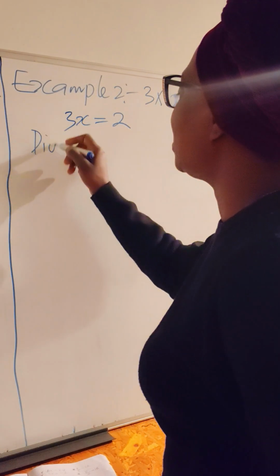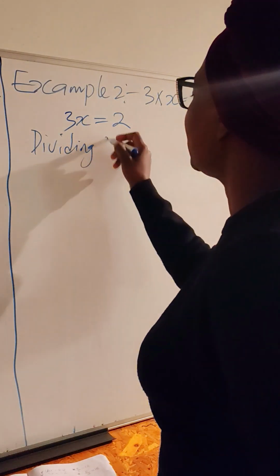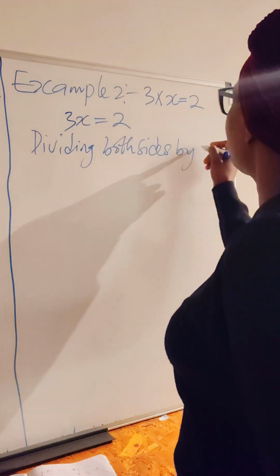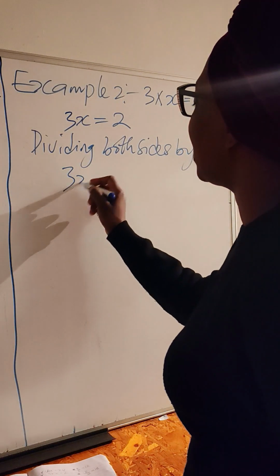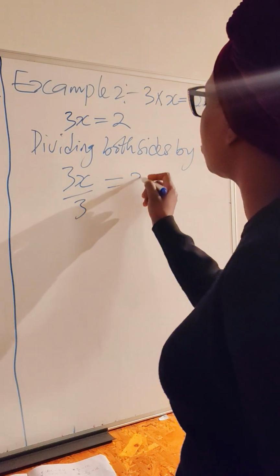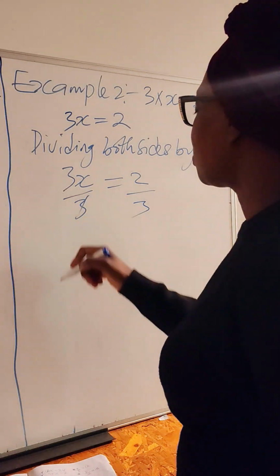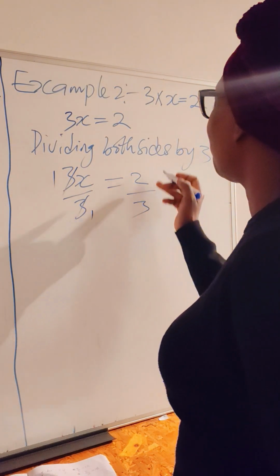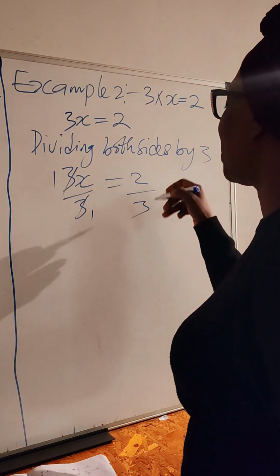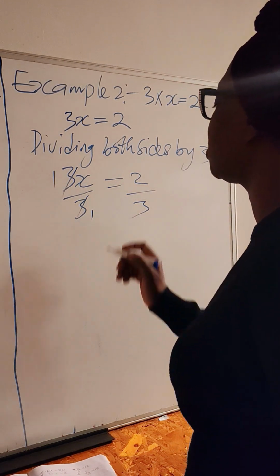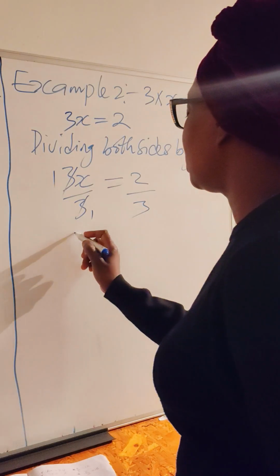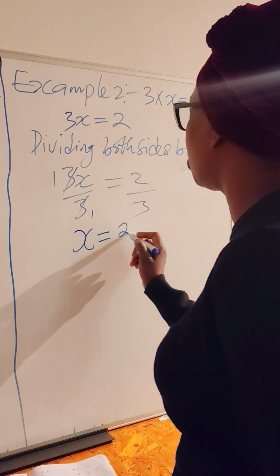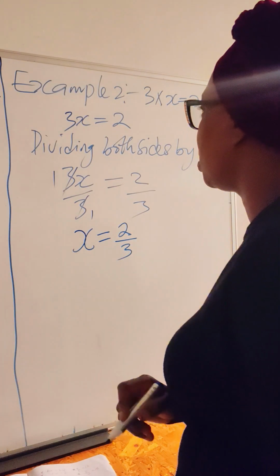Dividing both sides by 3, we get 3x divided by 3 equals 2 divided by 3. 3 into 3 is 1, 3 into 3 is 1, and 2 over 3. There is no number that can go there without a remainder, so we leave it that way. Then we have our final answer: x equals 2 over 3.